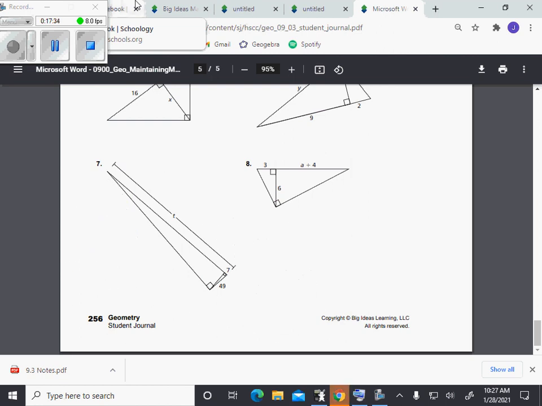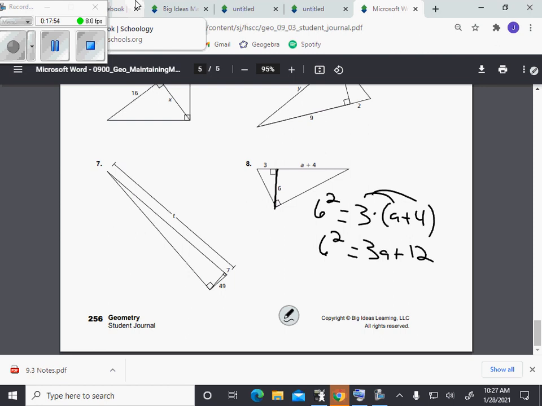Okay, I have my altitude right here. So I know that 6 squared is equal to 3 times a plus 4. Okay, if I distribute that 3, I get 6 squared is equal to 3a plus 12. 36 is equal to 3a plus 12. If I simplify, I'm going to subtract 12, I get 24, and divide it by 3, I get a is equal to 8.